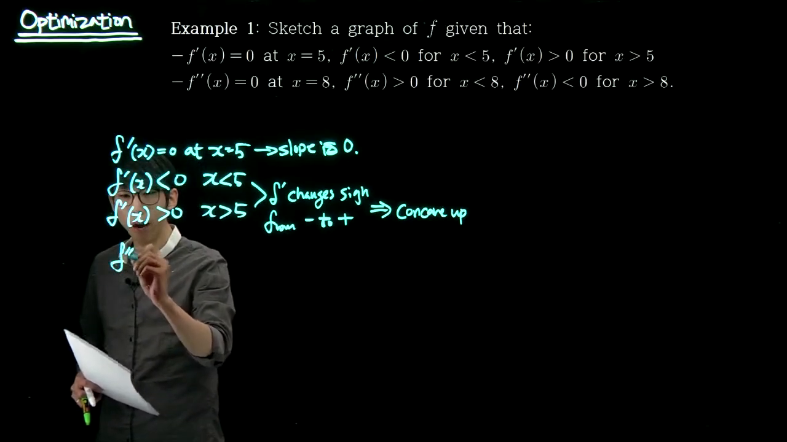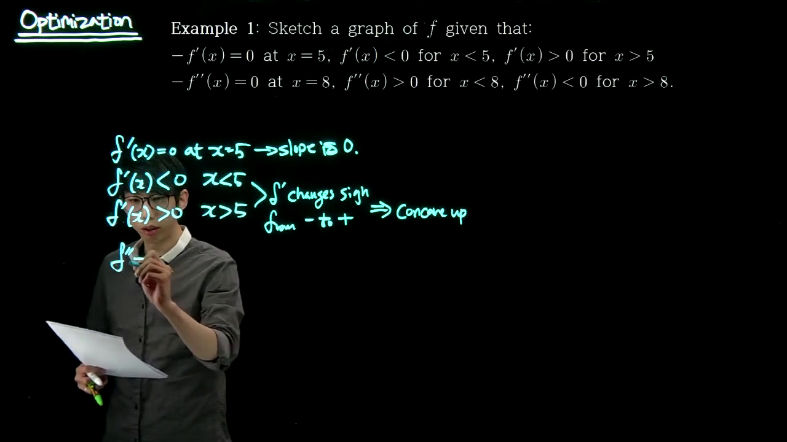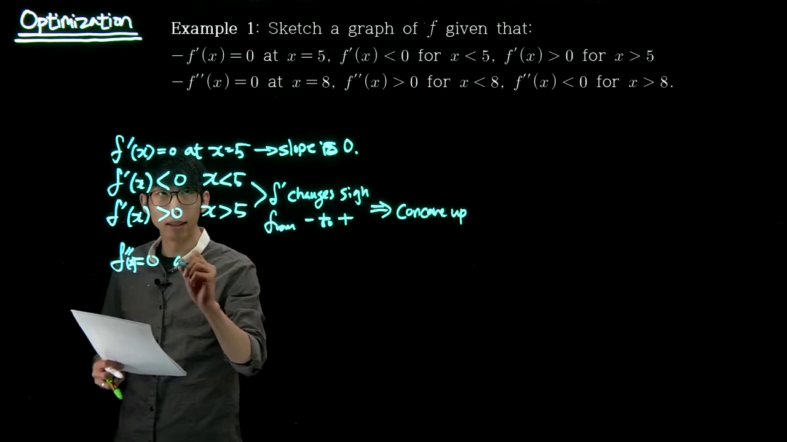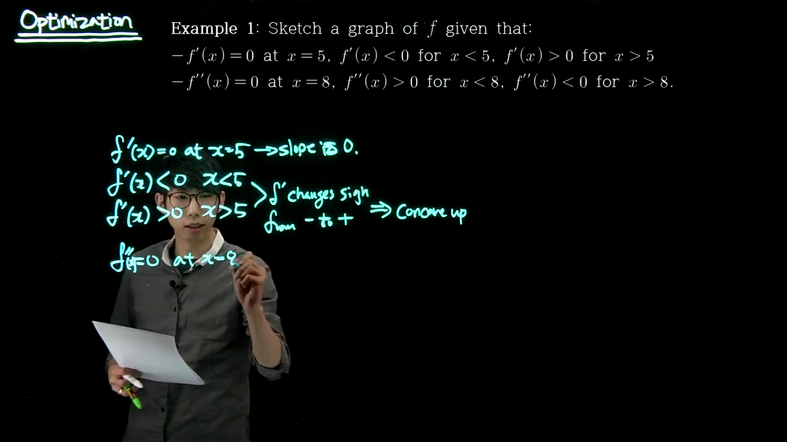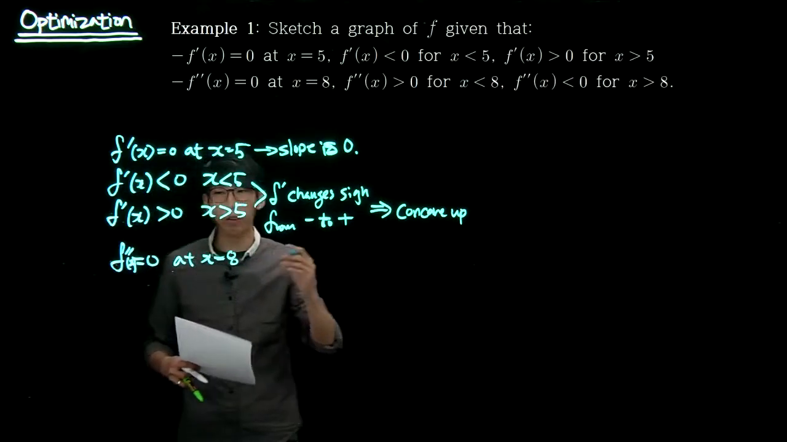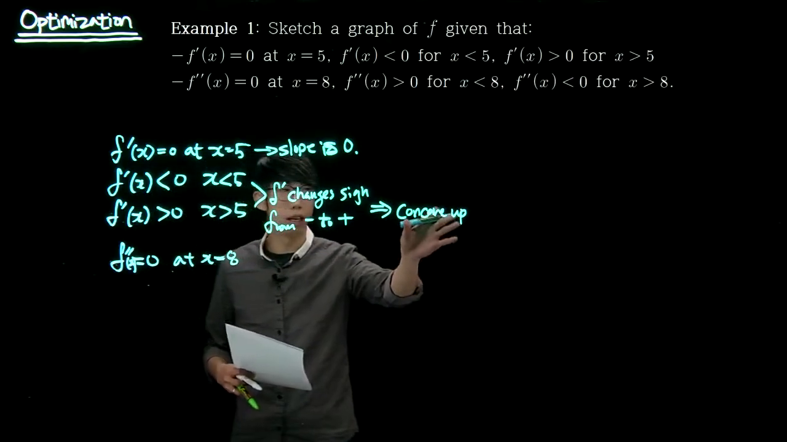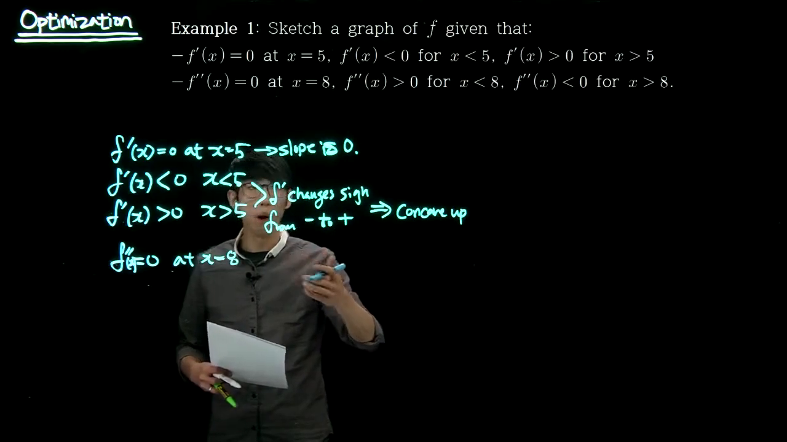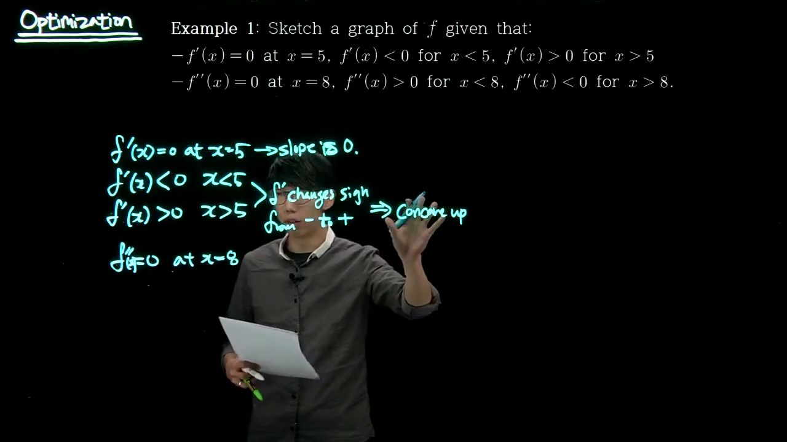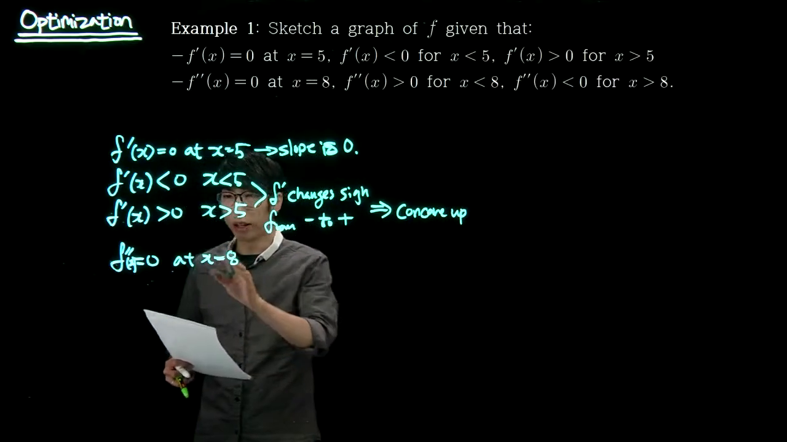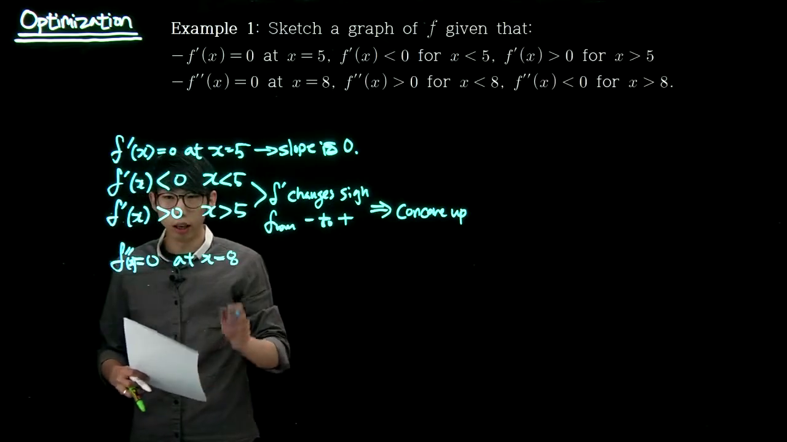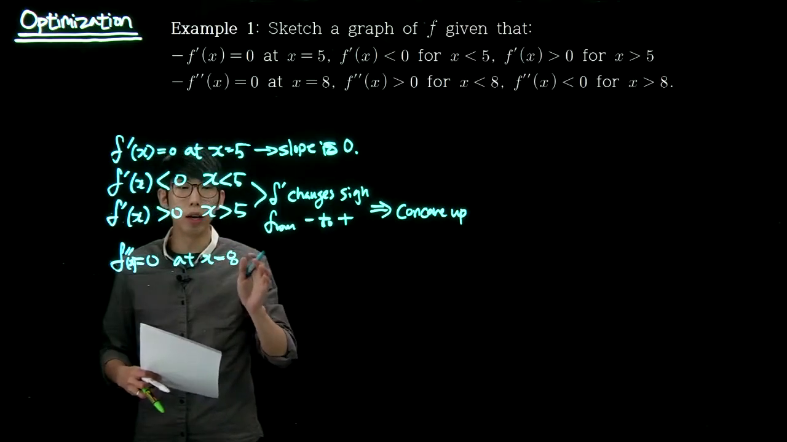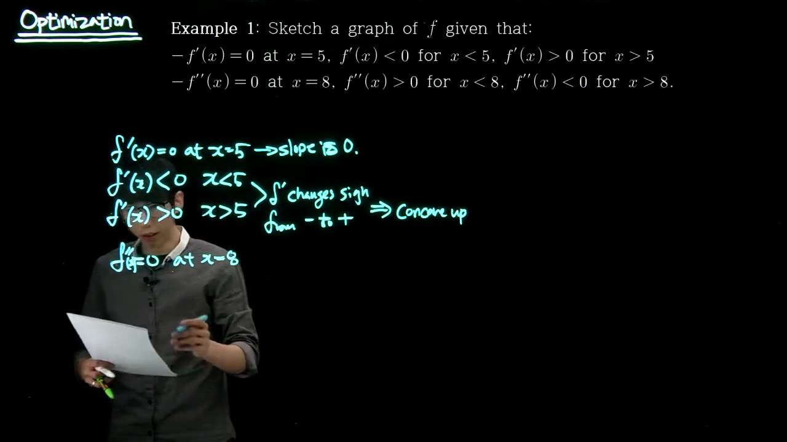Okay, let's look at the other information about the f double prime. So f double prime of x equals 0 at x equals 8. If this were positive or negative, we would know the concavity right away, and that would be somewhat convenient. But we already know the concavity of the function. So let's see where this takes us. Usually, when f double prime of x equals 0, it is an inflection point. But let's see if that's true.